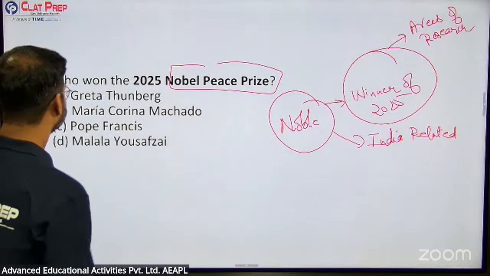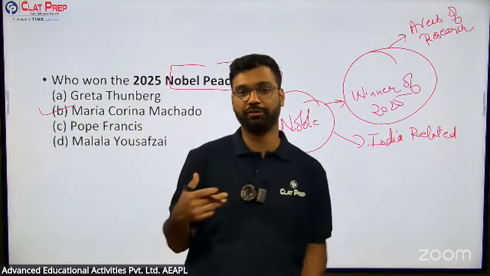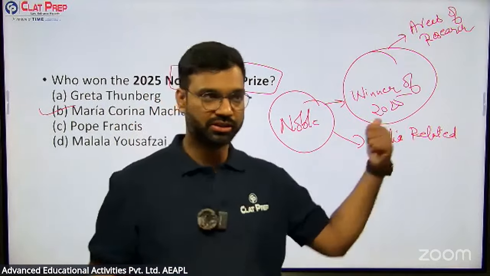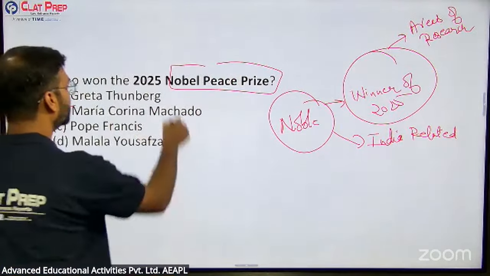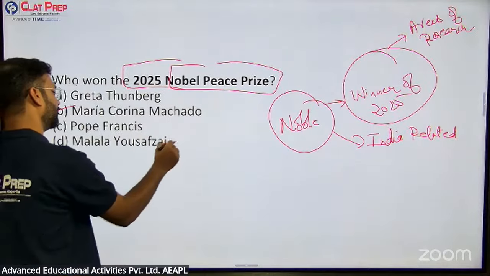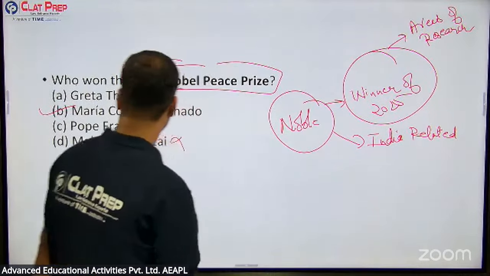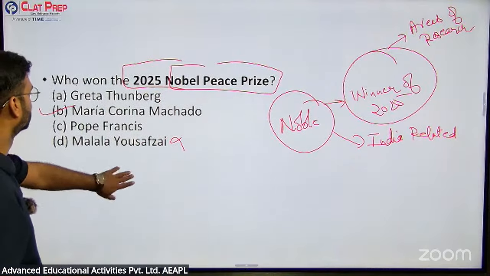The answer is Maria Corina. Now, she is from Venezuela. She is the promoter of democracy in Venezuela. She has been awarded the 2025 Nobel Peace Prize for this year. Malala Yousafzai won the Nobel Prize, but not this year. She has won it previously. So that option can be eliminated.